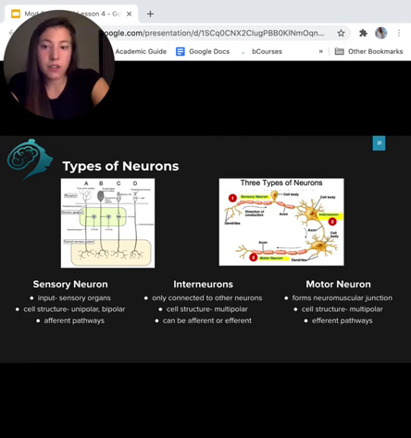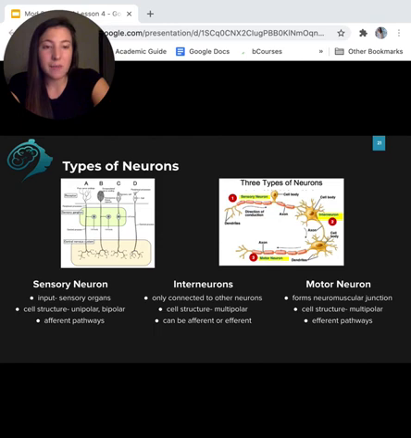Motor neurons are at the neuromuscular junction, and they form efferent pathways. Their axons interact with the muscle to cause movement. And the neuromuscular junction is just the special name for the synapse between the axon and the sarcomere of a muscle. Interneurons can be afferent or efferent, and they are just the connections between neurons.